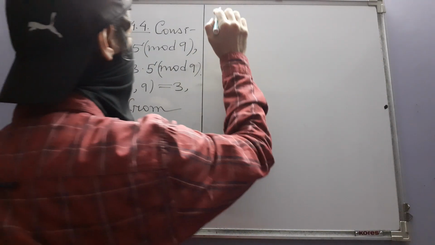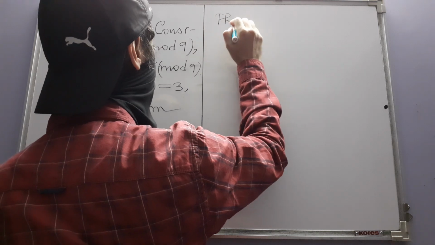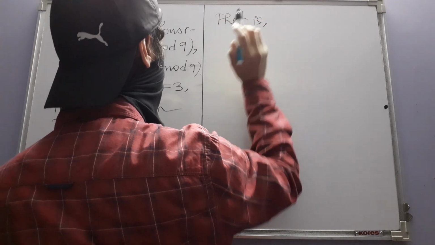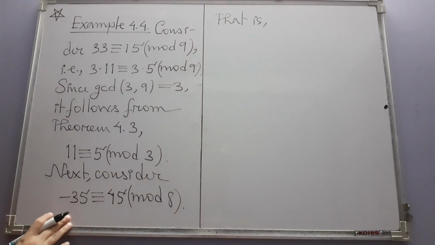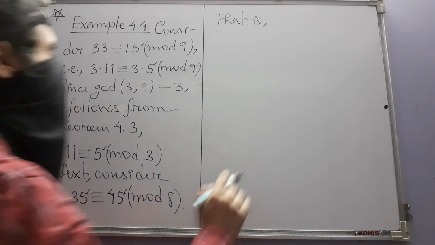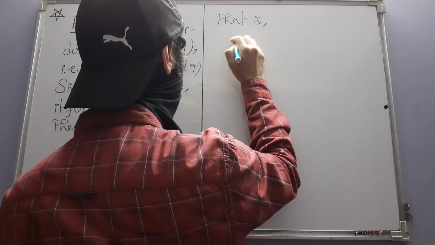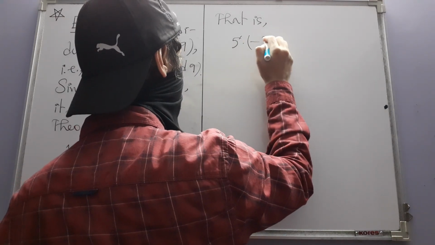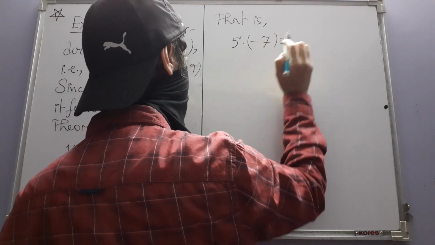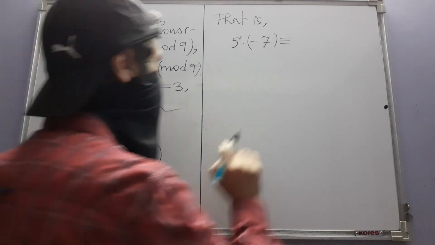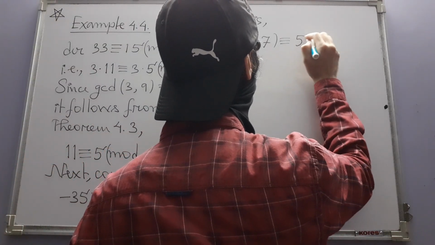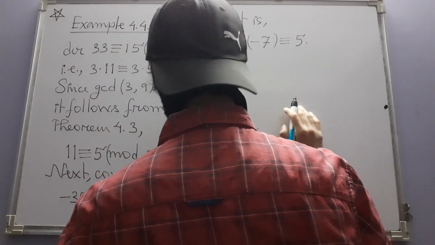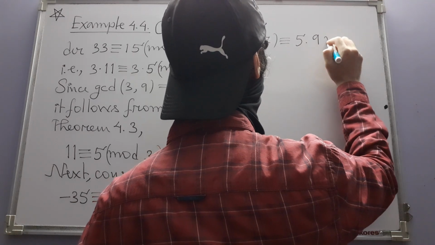That is, so here also we can write both sides are divisible by what? 5. 5 times minus 7 is congruent to 5 times 9.